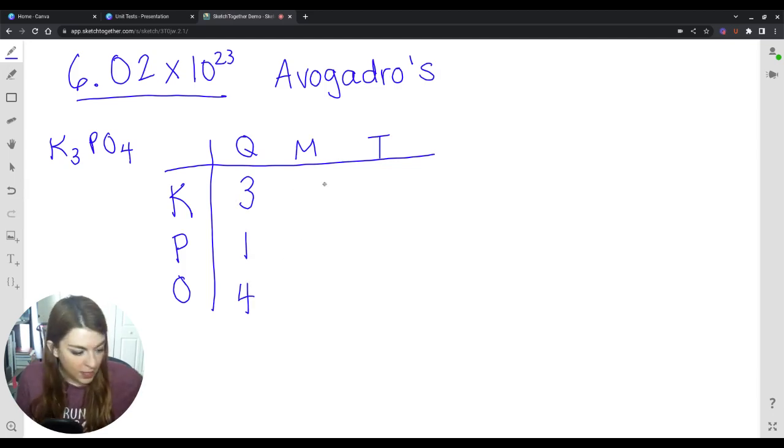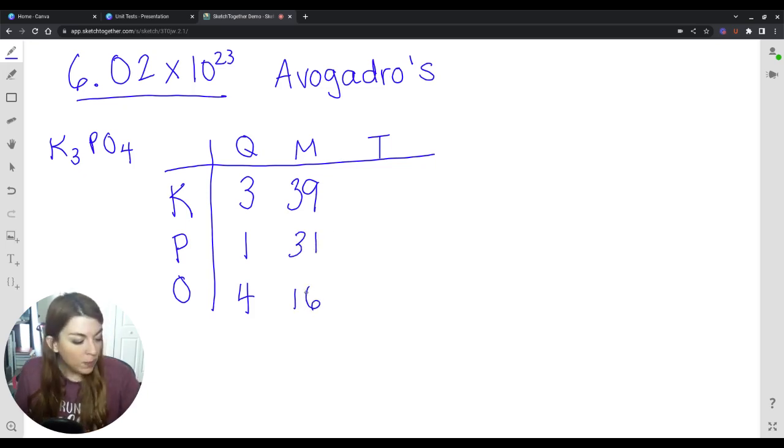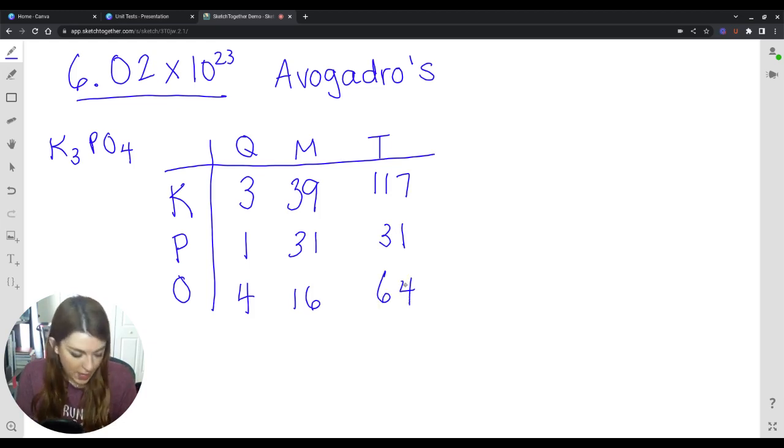The mass is pulled from the periodic table, which I have a little pocket periodic table that I like to use. The mass of potassium is 39.10. I'm just rounding to the whole numbers here. Phosphorus is 31, and oxygen is 16. We multiply going across to find the mass of all of the potassiums. 3 times 39 is 117. This is obviously 31, and 4 times 16 is 64. So we are going to add all of these going down to find out what the molar mass is, and that comes out to 212 grams per mole.